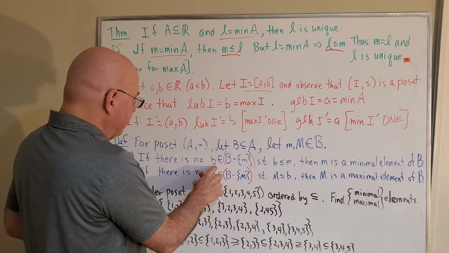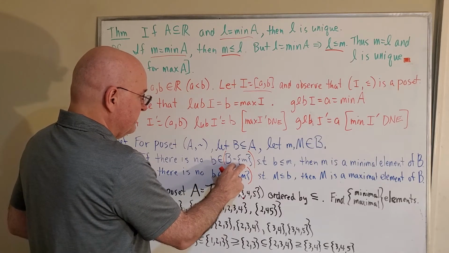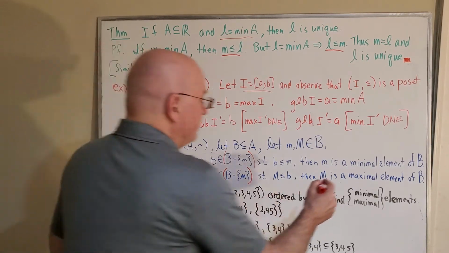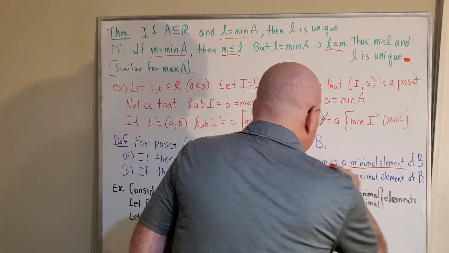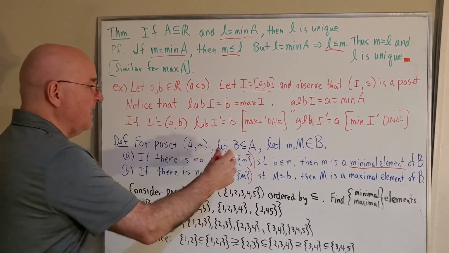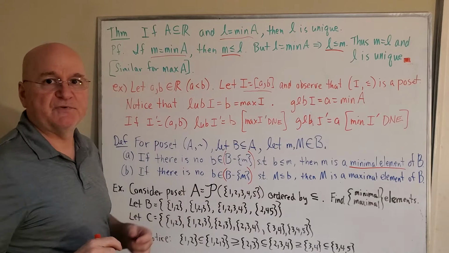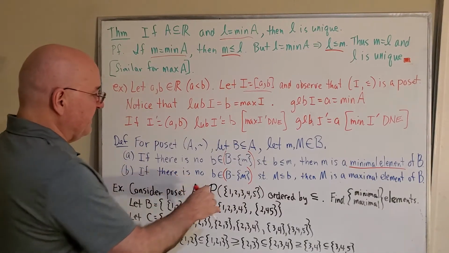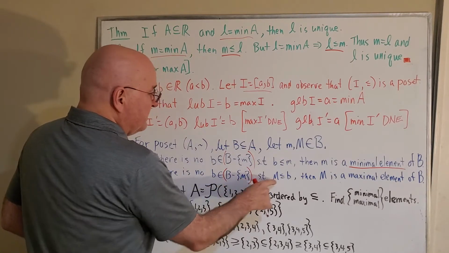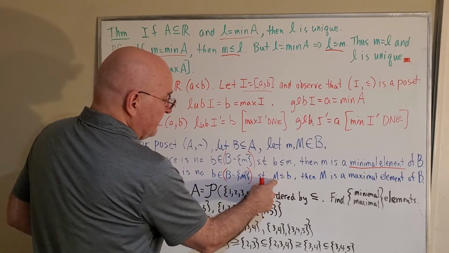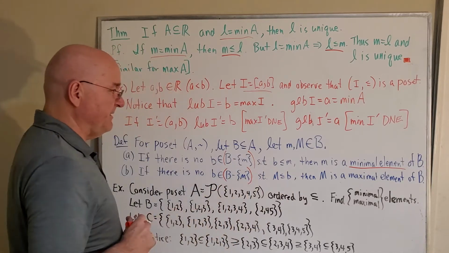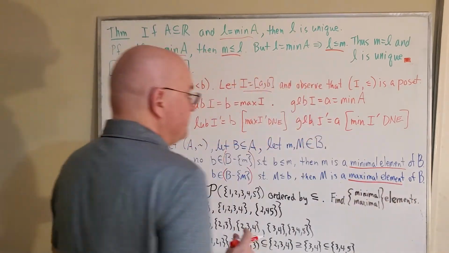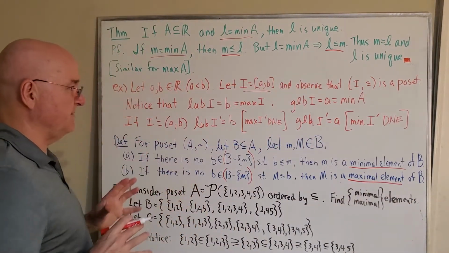So if there is no b in this set such that b is less than or equal to m, then we found a minimal element. That little m would be a minimal element. There is no other number different from m that's less than or equal to it. Likewise, if there's no b in B minus capital M such that b is greater than or equal to M, then capital M is a maximal element of B. So simple definition.